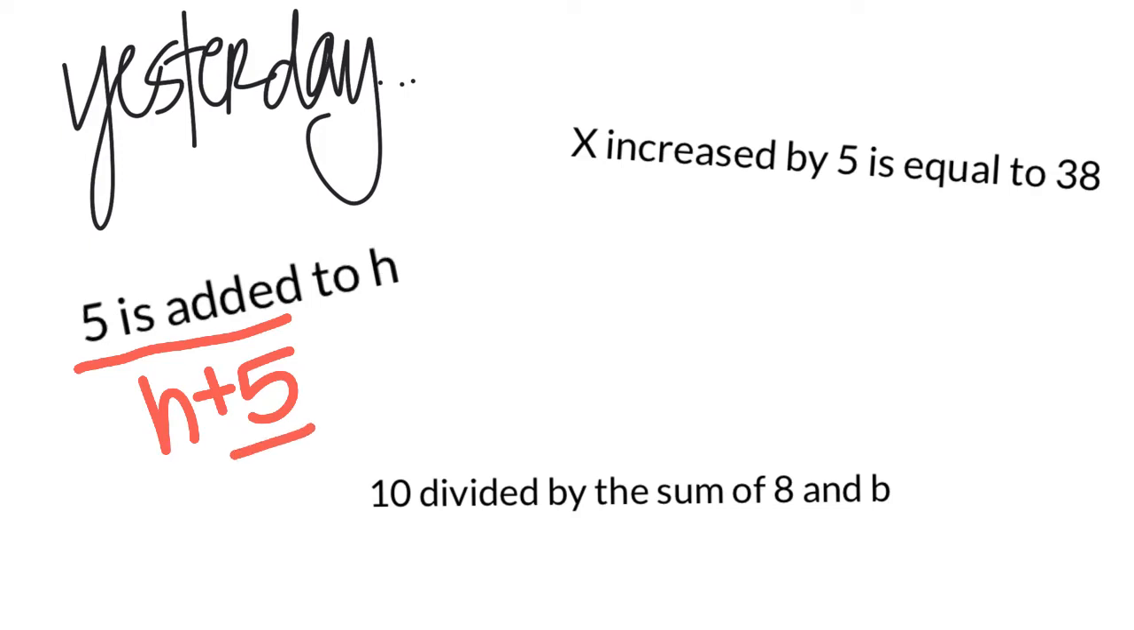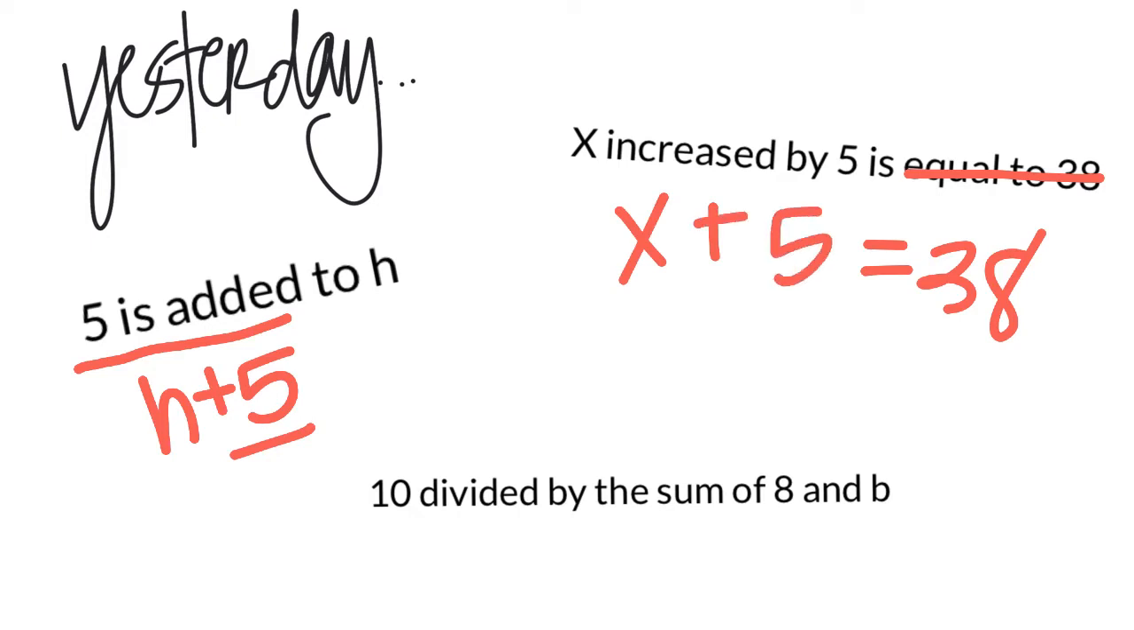The next one, x increased by 5 is equal to 38. So we know equal to 38, that part's taken care of. And then we have x increased by 5. So they're saying x increased means plus 5. So x plus 5 equals 38. And some of you got caught up wondering, well, what does x equal? We're not worrying about that right now. We are just writing out what the equation or the expression would be and not solving for it at all.